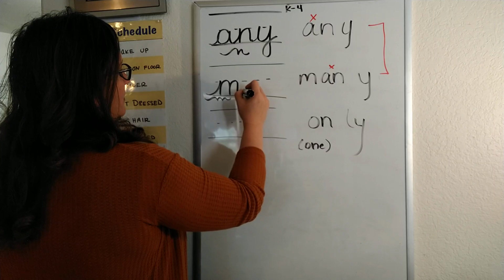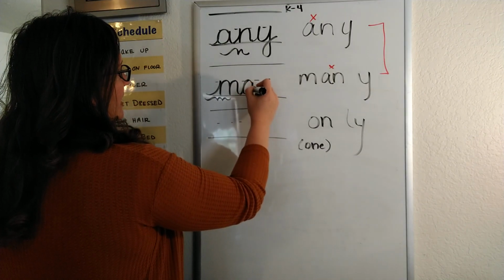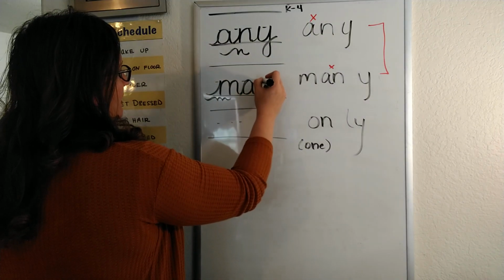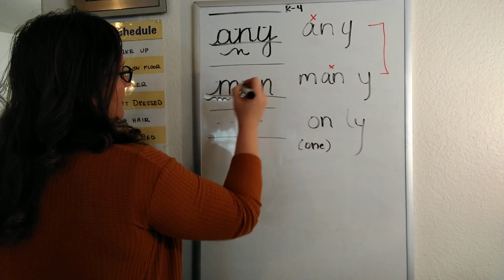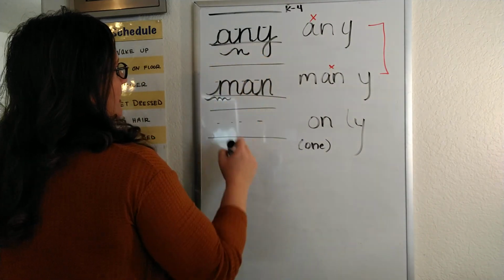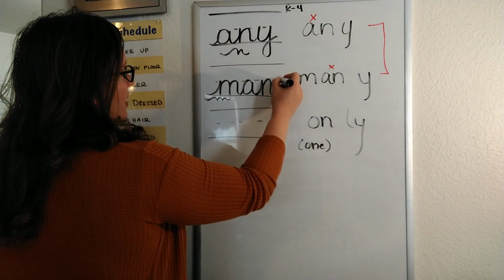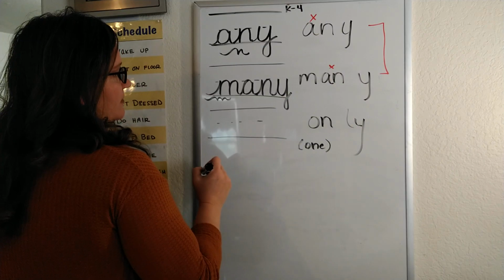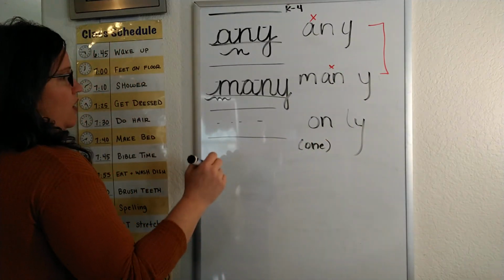A is a clock letter, stop at 2 o'clock, come back around and connect, back to baseline. N is an uphill to midline, straight down to baseline, bump at midline and tail. Y is an uphill to midline, bump at baseline, up to midline, and loop under the line. Now let's spell only. Only.